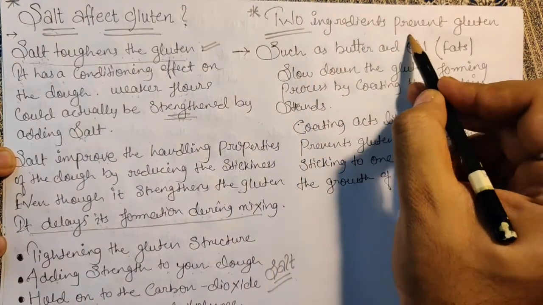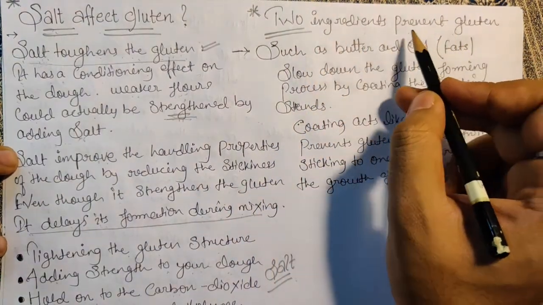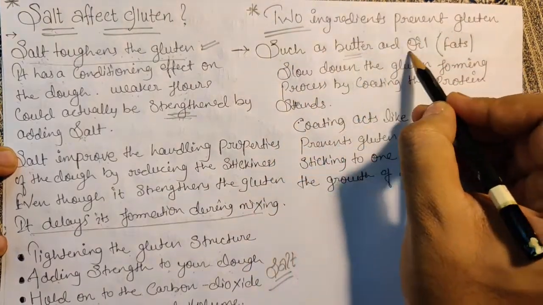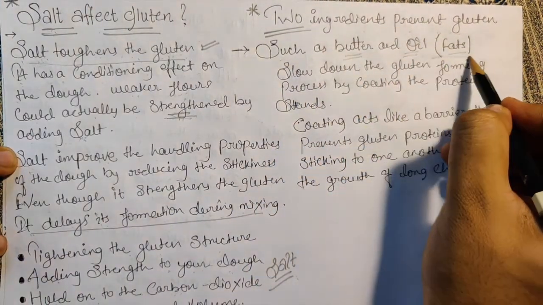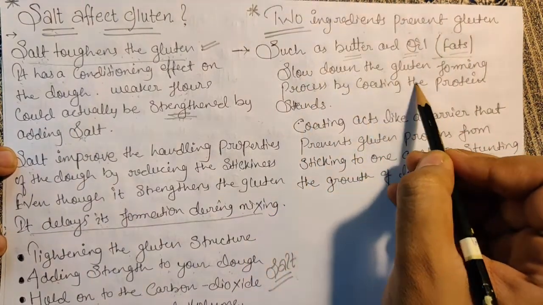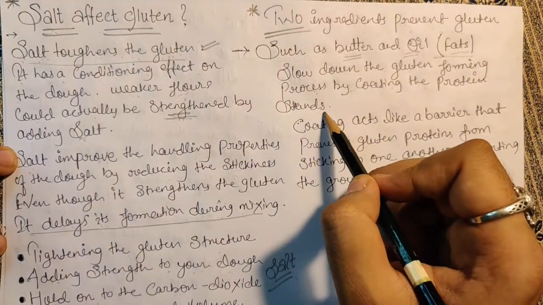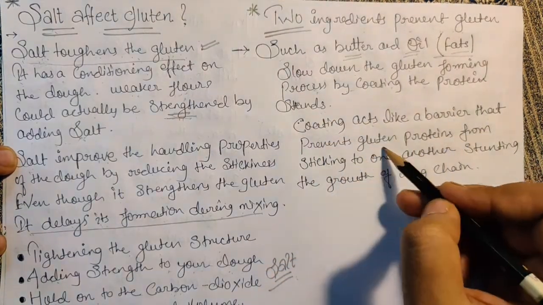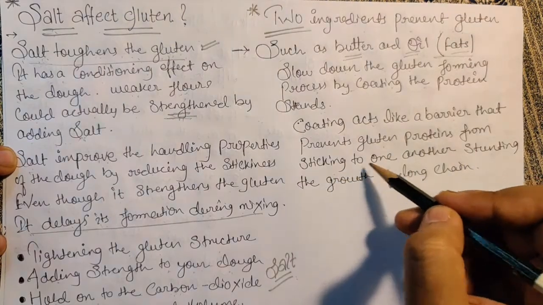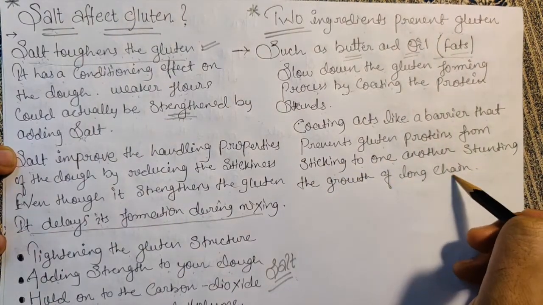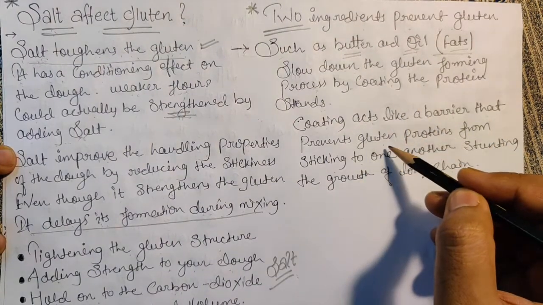Two ingredients prevent gluten. So what are the two ingredients that prevent gluten? Such as butter and oil, meaning fats. They slow down the gluten forming process by coating the protein strands. The coating acts like a barrier that prevents gluten proteins from sticking to one another, stunting the growth of long chains. I hope you understand this. Let me show you a demo.